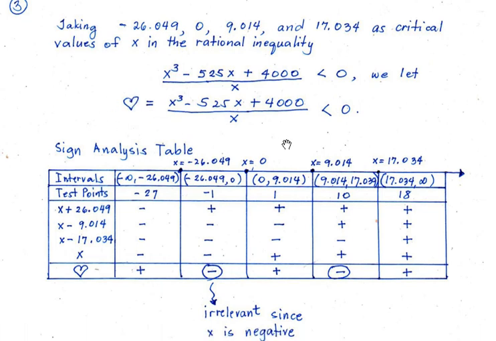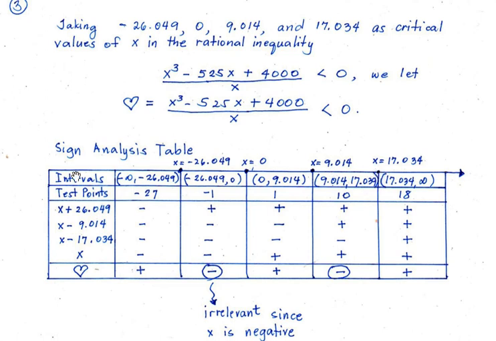Then we have to know the sign of this. Of course, we expect that this final value will be negative in order for us to identify the range of values of the side of the base in order for that pencil holder box to have a surface area less than 525 square centimeters. So we have here the sign analysis table, reflecting our real number line with x equals negative 26.049, x equals 0, x equals 9.014, and x equals 17.034.